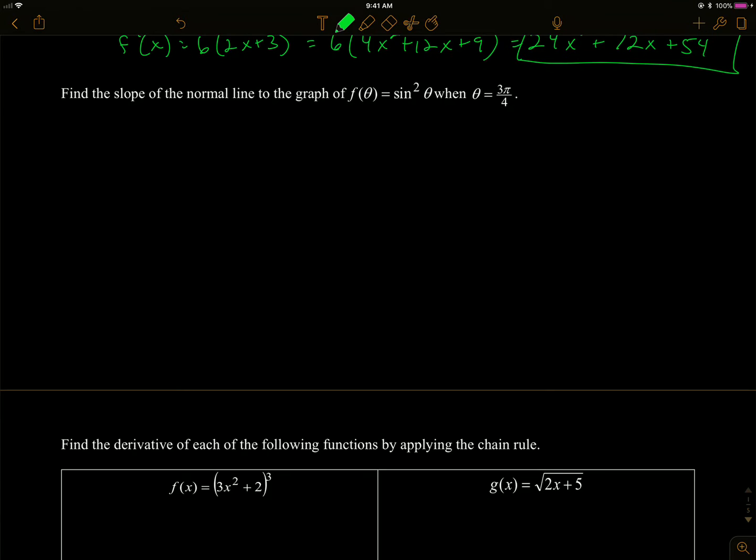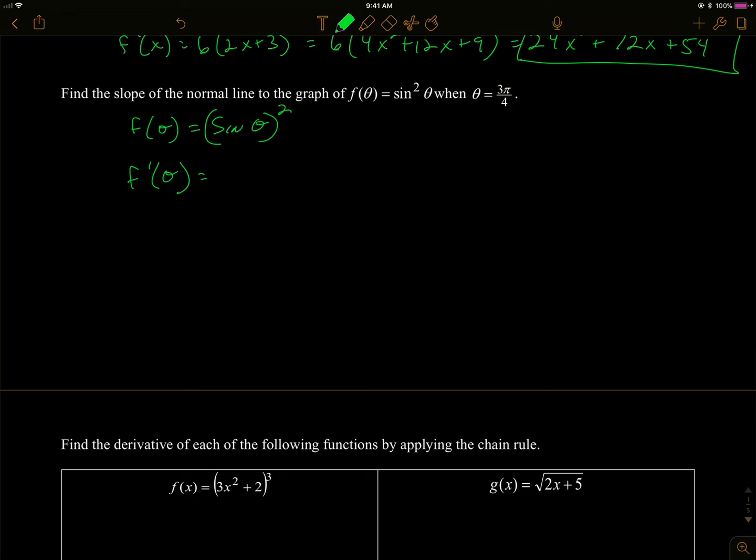Okay, so now we're going to apply this to find the slope of the normal line to this graph. The first thing you need to remember is that sine squared of theta is shorthand. It really means sine of theta times the whole thing squared. It's going to be helpful to rewrite like this when we're using chain rule to find the derivative. Now we want the slope of the normal line, which means we need the derivative, which will give us the slope of the tangent line.